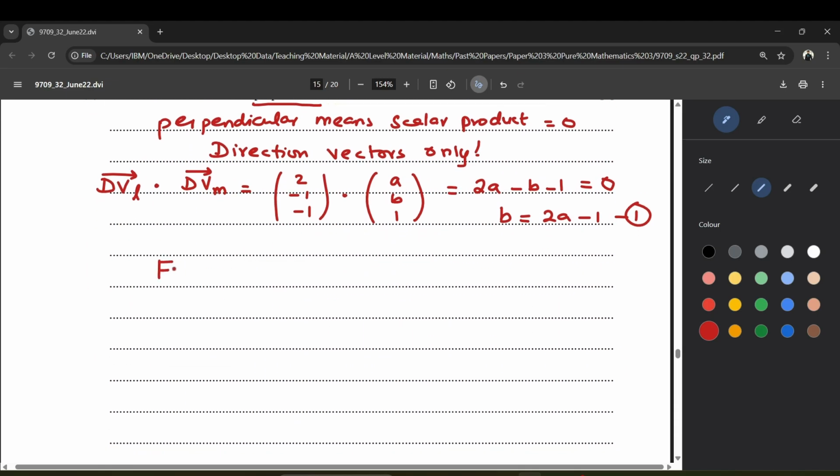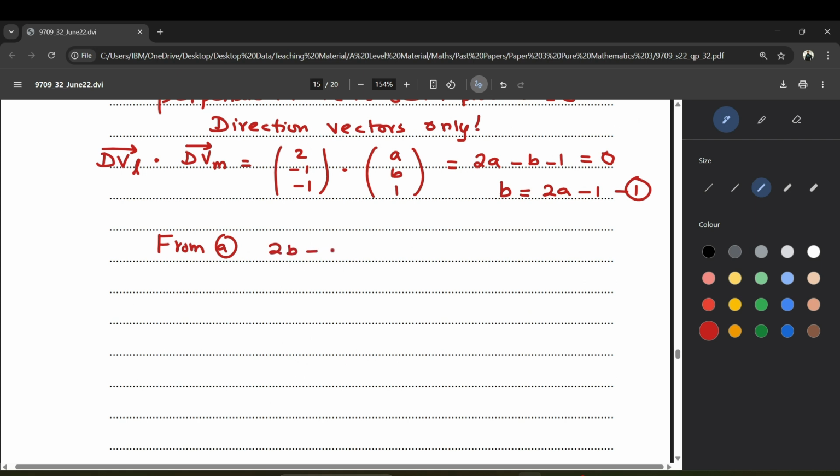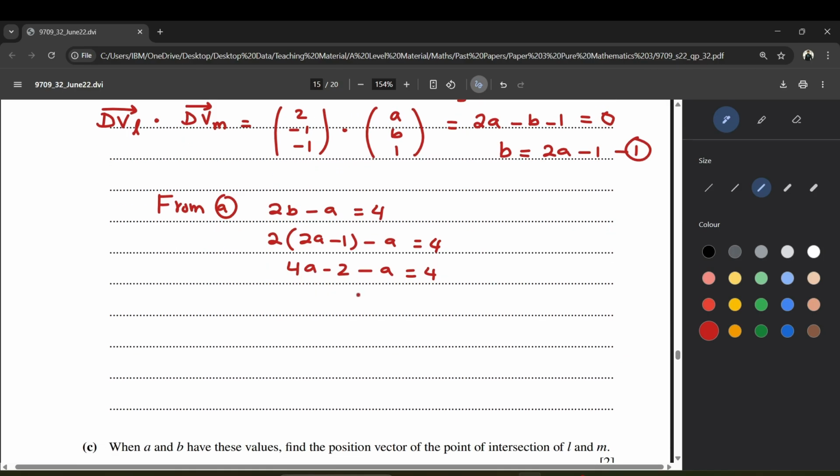So from part A, 2b minus a equals 4. Now I can substitute. We have 2 times 2a minus 1, minus a equals 4. 4a minus 2 minus a equals 4. So 4a minus a is 3a, and minus 2 goes to the other side, becomes 6. So therefore a is equal to 2.